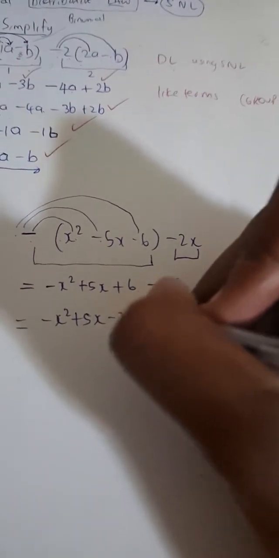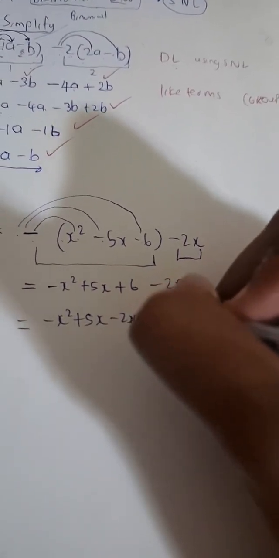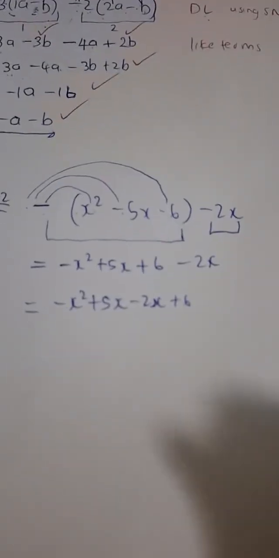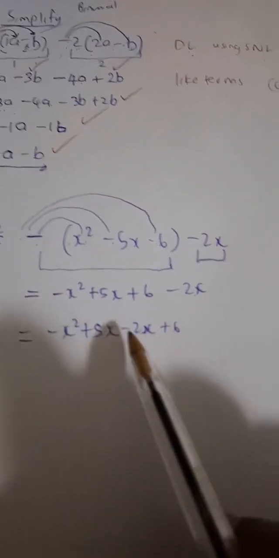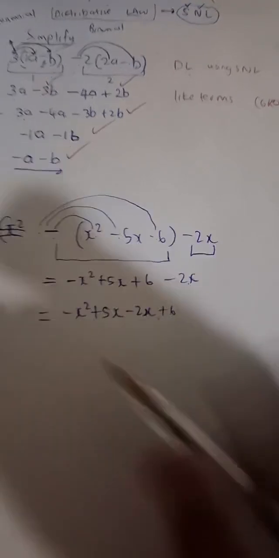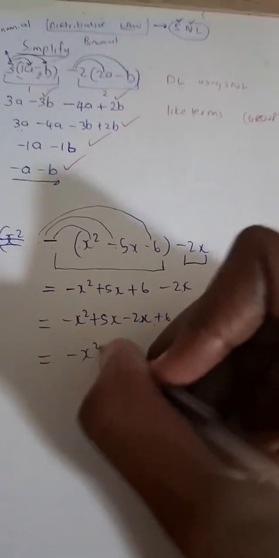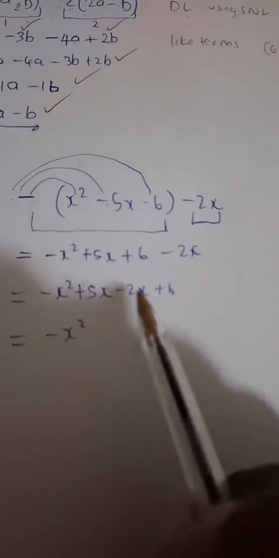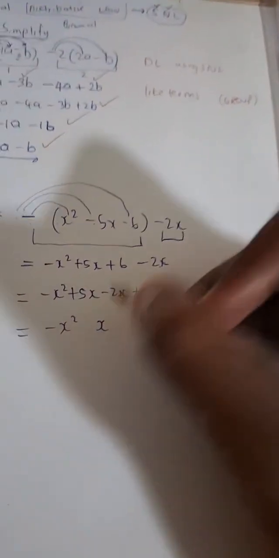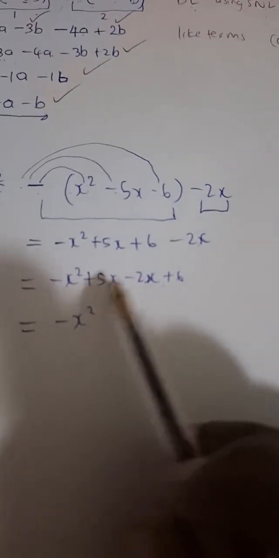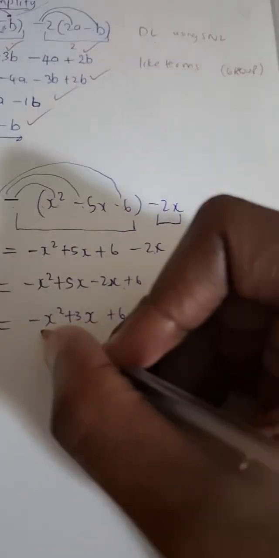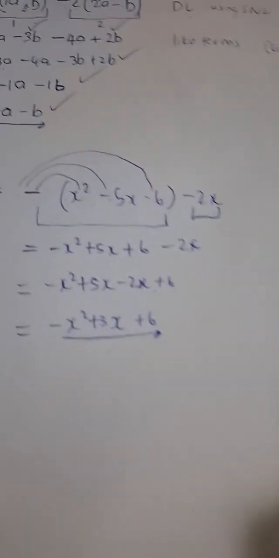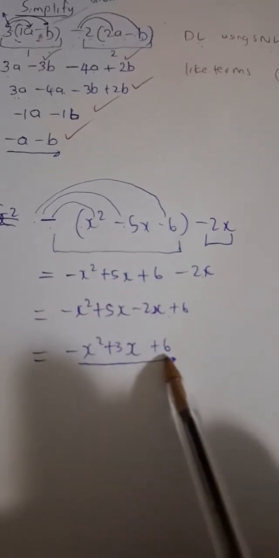Plus 5x minus 2x, bring those close together like the twins they are. We bring these close together like the friends they are with the same uniform. The uniform is the same. So finally we get negative x squared plus 5x minus 2x. We keep the variable, we add and subtract the coefficients. What's 5 minus 2? Plus 3. Plus 6. Done.